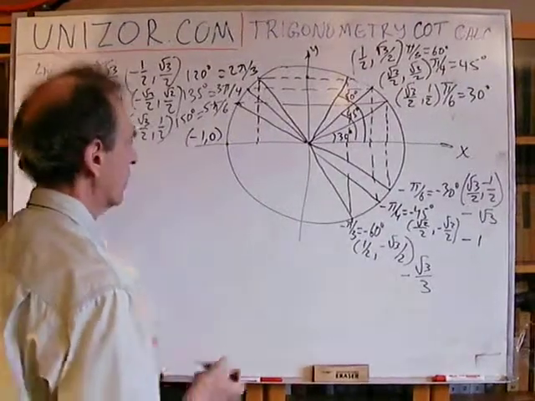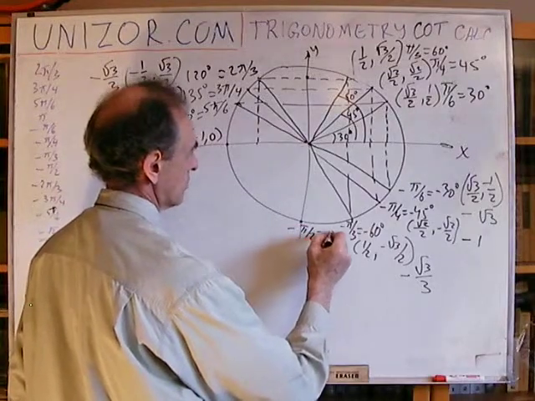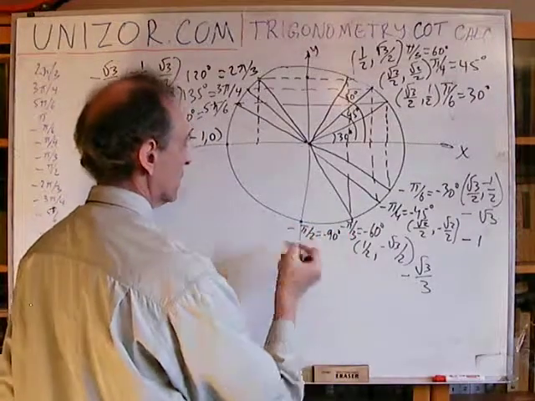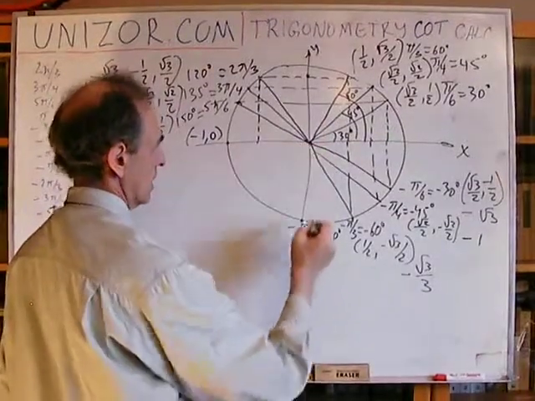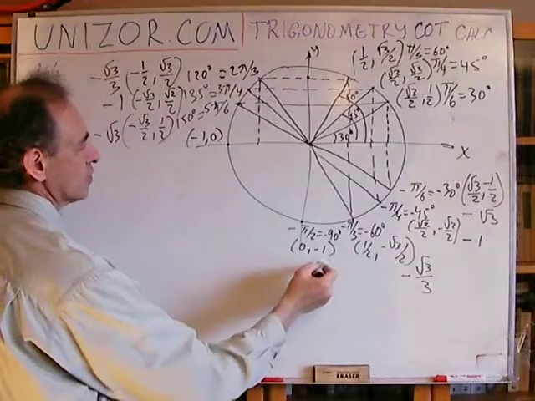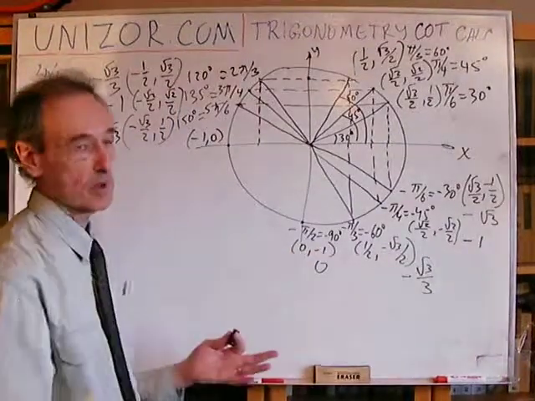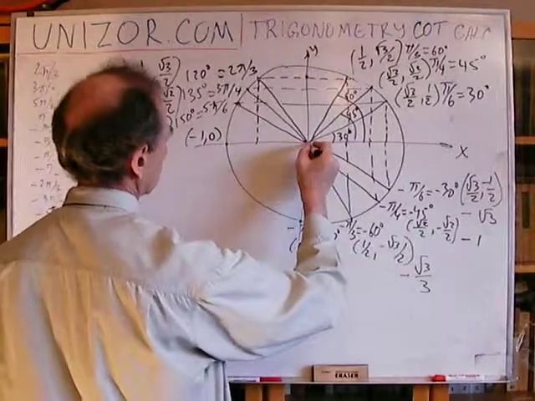Next is minus pi over 2, which is this one. It's minus pi over 2, which is minus 90 degrees. Now, the coordinate of this point, we don't really have to think about. 0 as abscissa, and minus 1 as ordinate. So their ratio, abscissa to ordinate, would be 0.